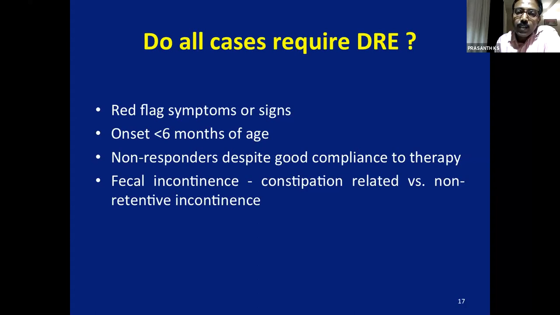Onset less than 6 months of age. Non-responders despite good compliance to therapy. That is, you have instituted treatment and there is no compliance issue, but the response is quite bad. Then in those cases which are presenting with fecal incontinence alone, there you need to distinguish whether it is a constipation related or a non-retentive incontinence, because the management is actually different for both entities.